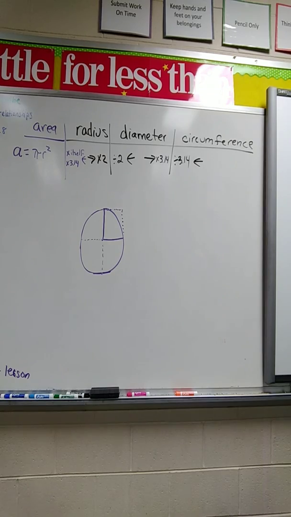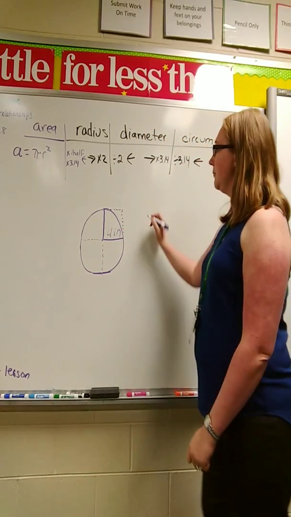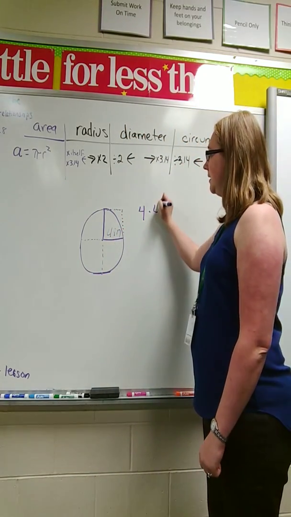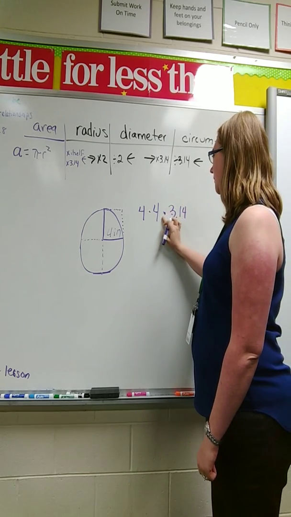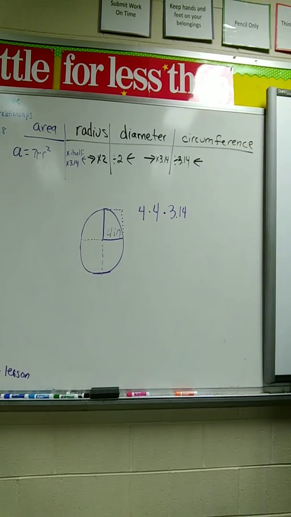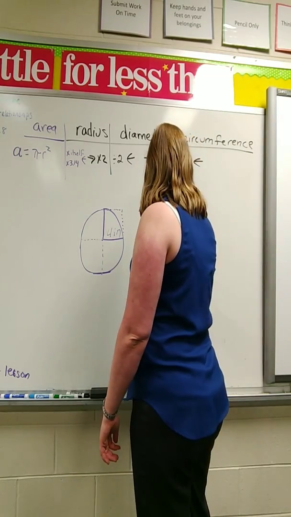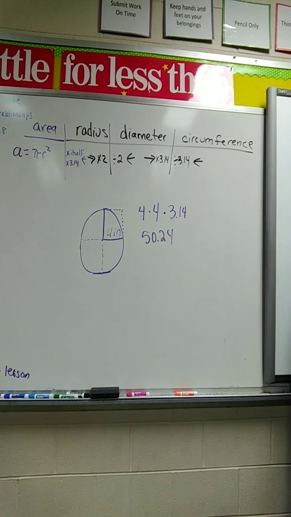So if we had a radius, let's say that this is 4 inches. Then we would take 4 times 4 times 3.14. Does somebody have a calculator out that can calculate that for me, please? 4 times 4 times 3.14. 50.24. Okay, so it's 50.24. But I need some units at the end.